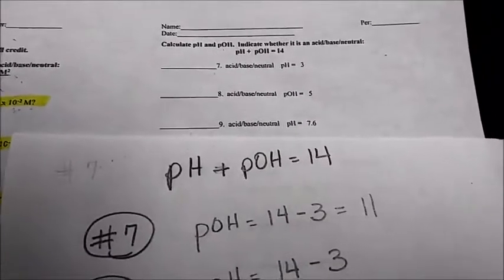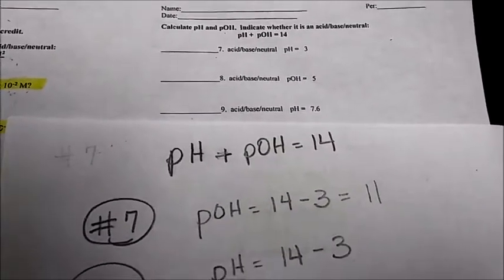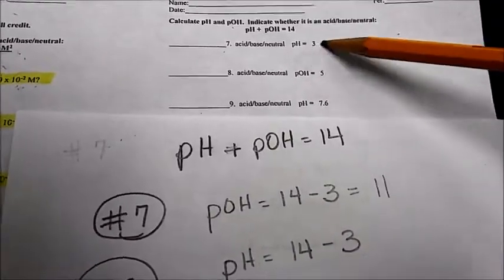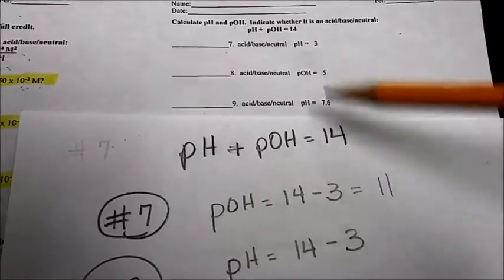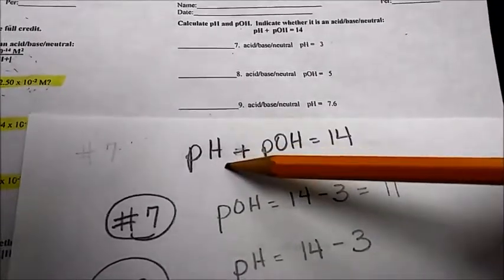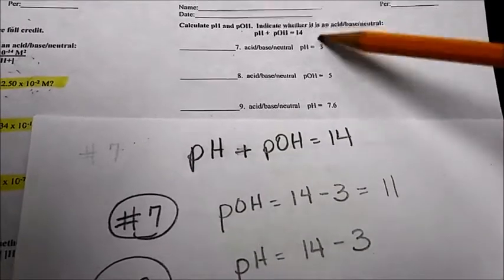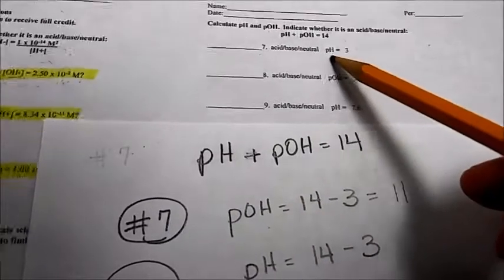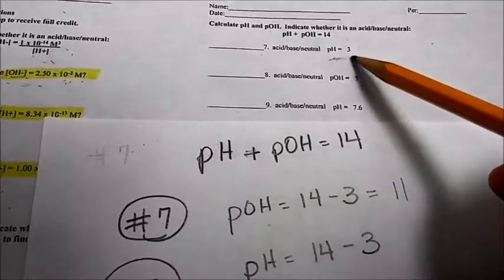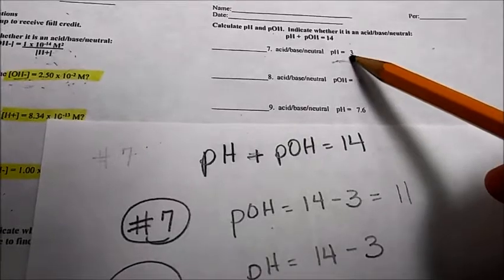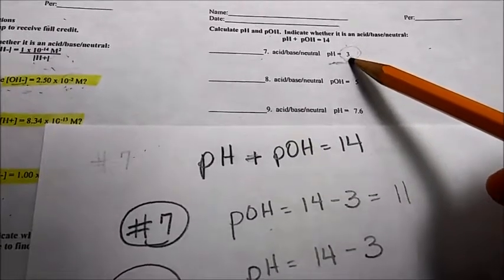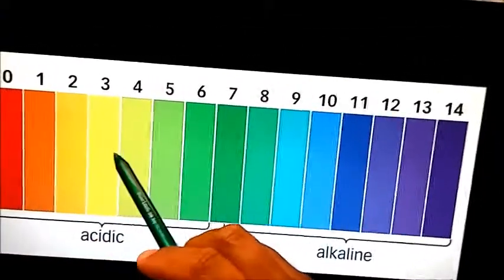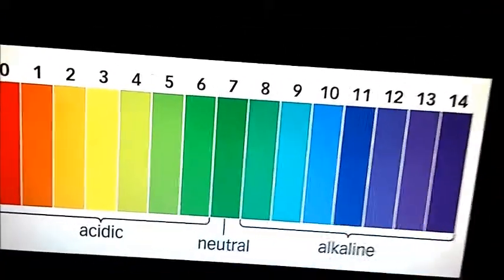Problems 7 through 9 are probably the easiest ones you're going to find. All you're going to do for those is subtract the number given to you from 14. So in this case, the formula is pH plus pOH is 14. So 14 minus 3 is 11. Okay, that's your pOH. You always want to look at the pH to find if it's an acid, a base, or neutral. Like for this one, you would use the given. So I want to find if this is acid, base, or neutral. Okay, pH is 3. So with a pH of 3, if you look on the scale, it's going to be acidic.